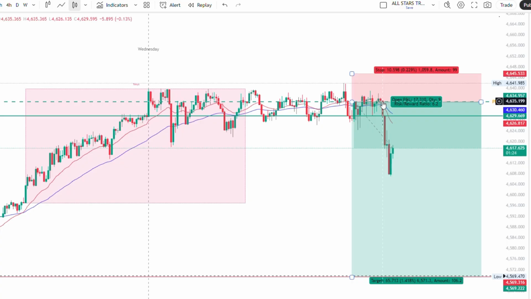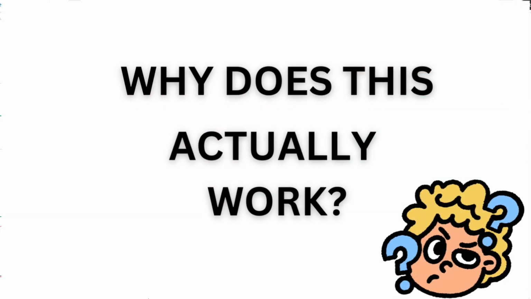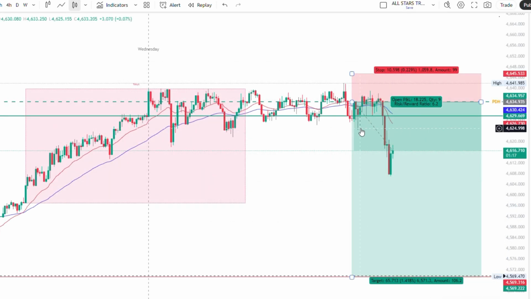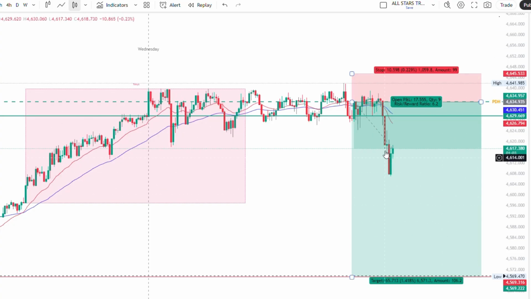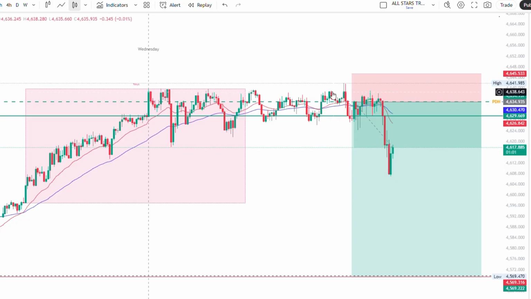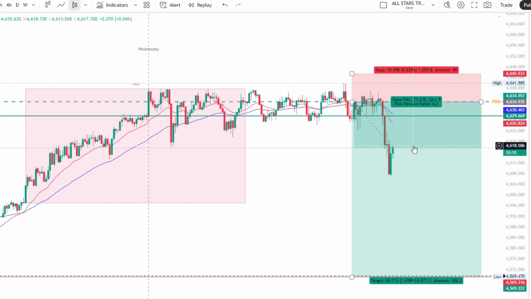Now, let me explain why this actually works. This works because it's aligned with how the institutions trade the New York session, all right? The institutions, they literally seek liquidity, right? Once they seek liquidity, it's all about repricing the market. It's all about continuing in the dominant direction after liquidity has been taken. There is normally what we call a bit of displacement. And of course, we'll get some continuation in the dominant direction.